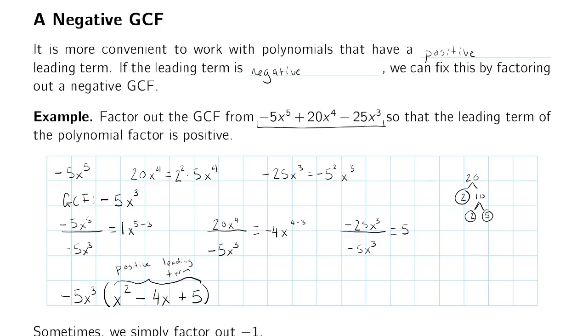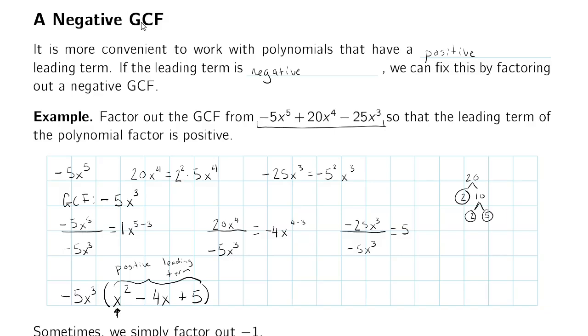Remember, the leading term is the term of highest degree, which is the x squared in this polynomial. And the reason that we like a positive leading term is that soon we're going to want to take the polynomial factor we have left and factor it further, and that's easier when our leading term is positive.